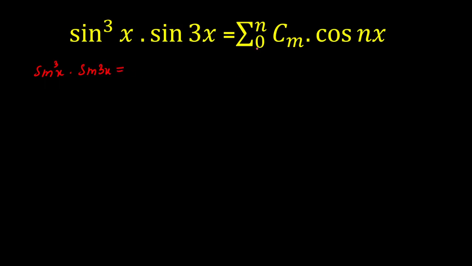varying from m equal to 0 to n. So I'll put m equal to 0 in the first term. We'll have c of 0 multiplied by cos of nx, plus I'll put m equal to 1, so we'll have c of 1 multiplied by cos of nx, and so on. I'll write the third term, c of 2 multiplied by cos of nx, and so on, up to the last term, that is c of n multiplied by cos of nx.